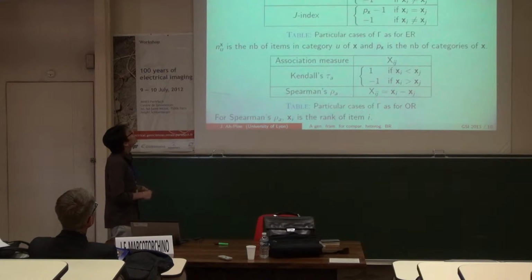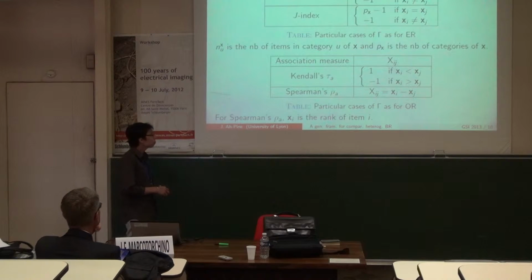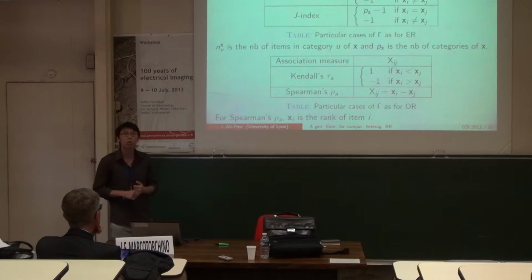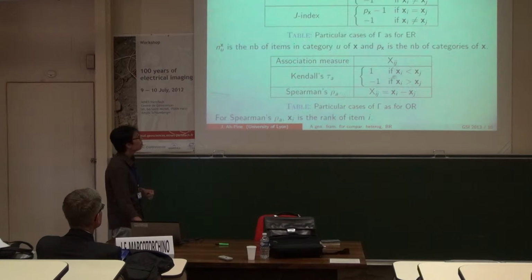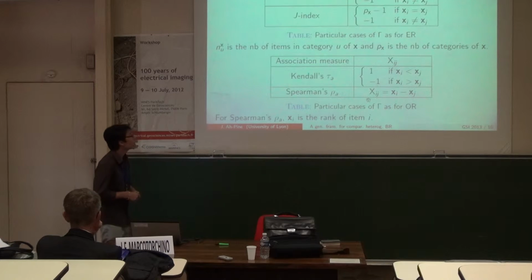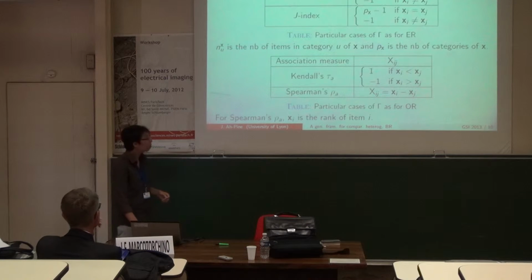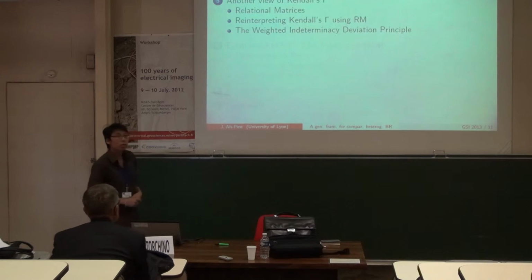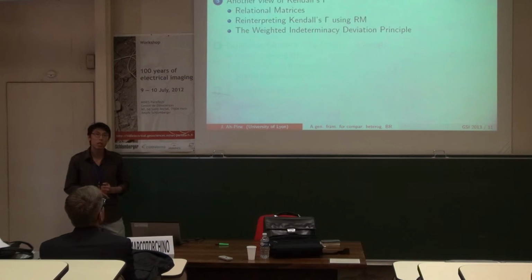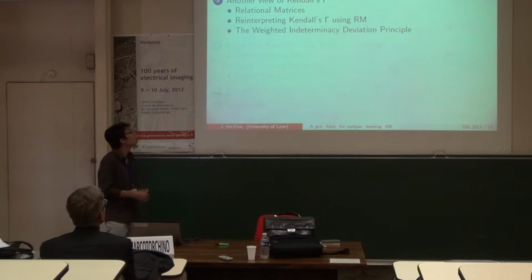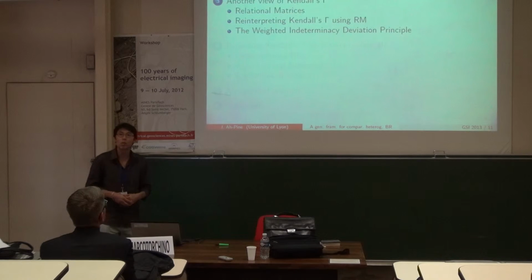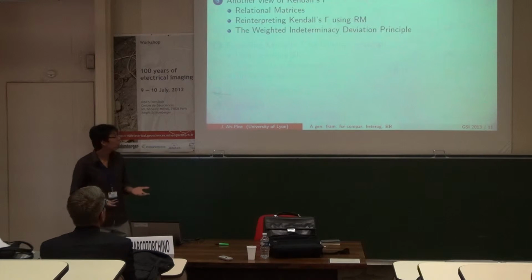So this was for equivalence relations, and for other relations, obviously we have Kendall's tau coefficient, and we also have Spearman's rho, which can be obtained as a particular case of Kendall's gamma. So I have recalled the work of Kendall, which can be used to measure the similarity between equivalence relations and order relations. Now I'm going to present another view of this formula.